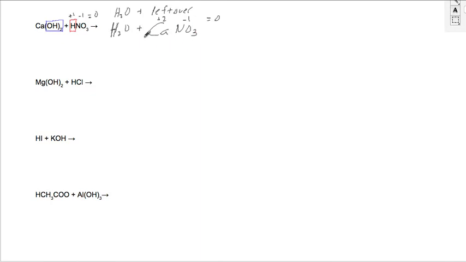This thing also has to equal 0. It doesn't right now. Positive 2 and negative 1 does not equal 0. So we have to add a subscript. There's the 2. Now we have two negative 1s and a positive 2, and that does make 0. So that's how we can do that one. Let's go on to this one down here because it's a little bit easier, and then we'll go back up to this one. We started with one of the more difficult ones at the beginning.